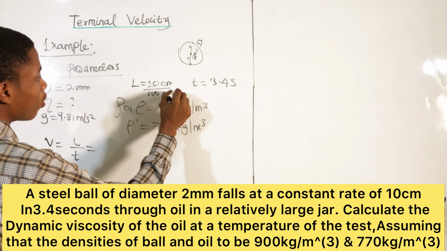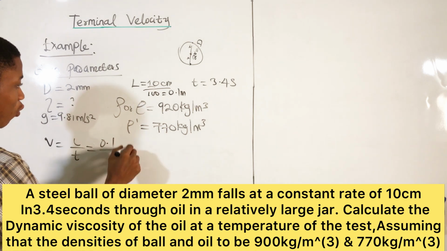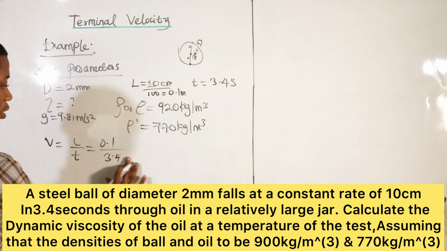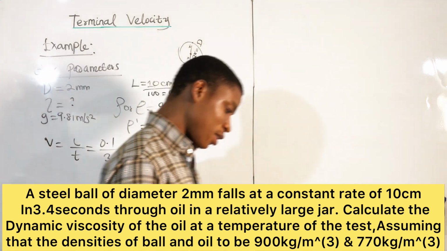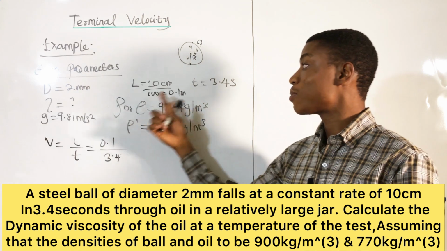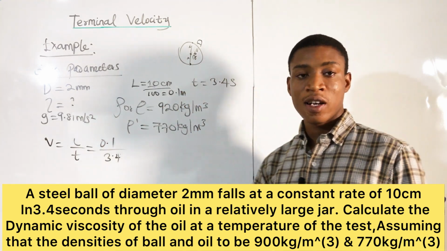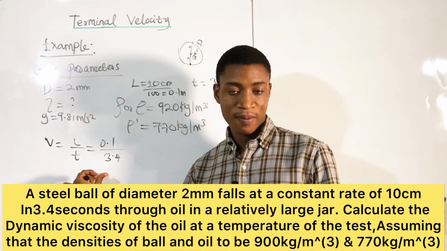So you have 0.1 meter. So we're having a length of 0.1 meter over a time of 3.4 seconds. That's the concept, so that's how you get the velocity. If you look here, they say it falls at a constant rate of 10 centimeters in 3.4 seconds. This is what the velocity is. And this velocity now calculated is going to be taken as the terminal velocity.